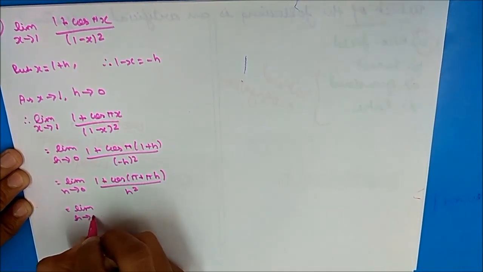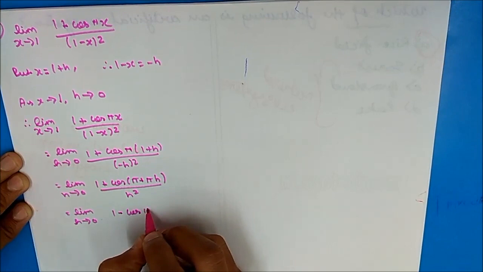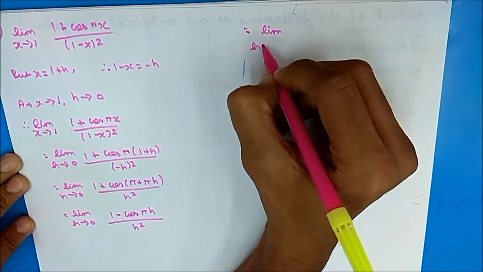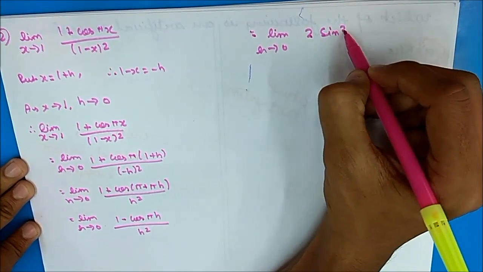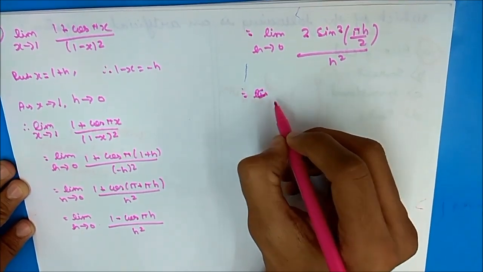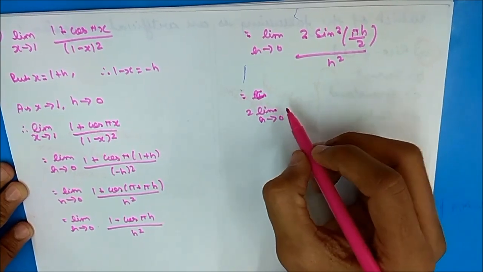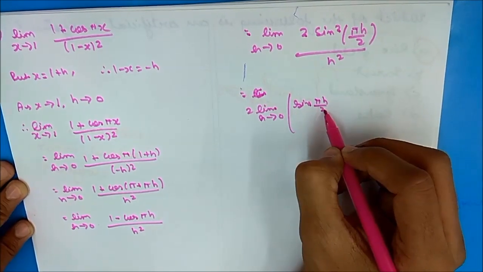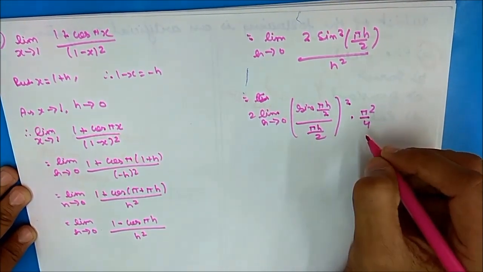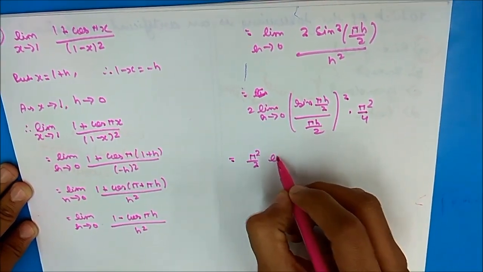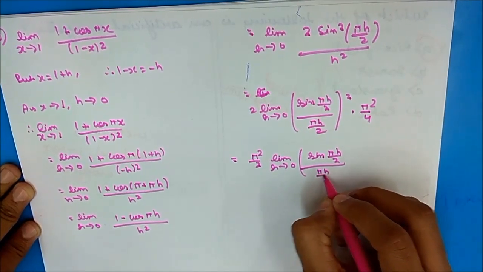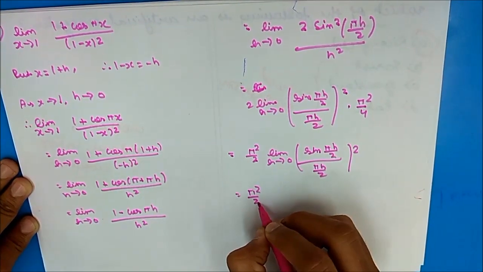Now limit h tends to 0 of 1 minus cos pi h upon h square, that is limit h tends to 0 of 2 sin square pi h by 2 upon h square, that is limit h tends to 0 of sin pi h by 2 upon pi h by 2 the whole square into pi square by 4, is equal to pi square by 2 limit h tends to 0 of sin pi h by 2 upon pi h by 2 the whole square, is equal to pi square by 2 into 1.